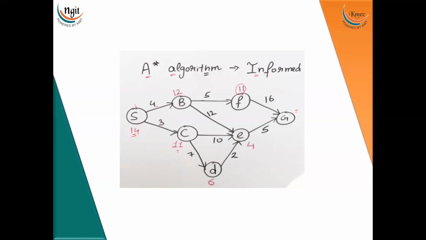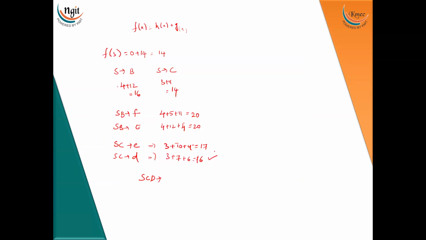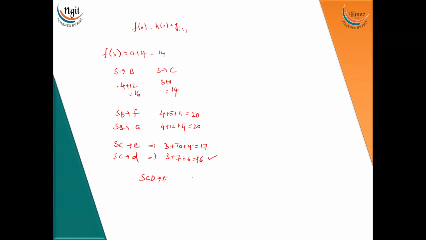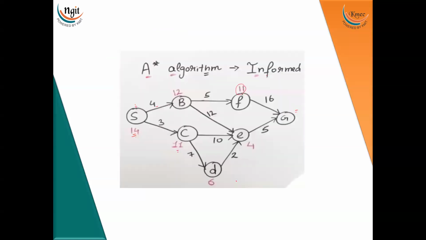So, see here. Now, we are going to have a path S to D. And after D, there is no other option. We have to go to E. Now, next one, SCD is going to E. And the value is 3 plus 7 plus 2 plus heuristic value 4, which is equal to 16.